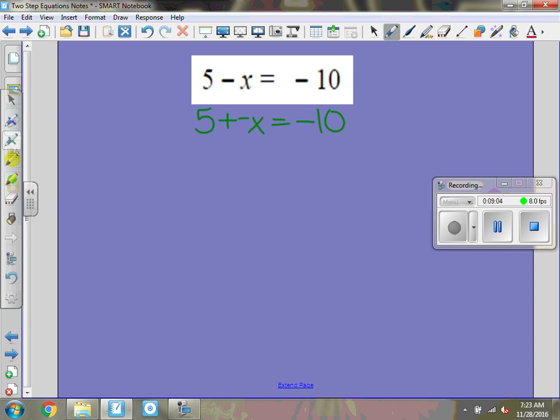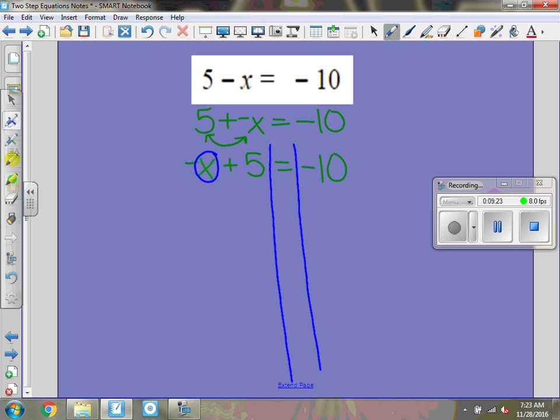And now that it's an addition problem, I can go ahead and rearrange so that I have negative x out front plus 5 equals negative 10. So now that I've rearranged, I'm ready to go ahead and start solving. I'm going to find that variable and circle it, draw my railroad tracks. And first I want to get rid of that addition or subtraction, that normal, regular old friend. So I'm going to get rid of this adding 5. I'm going to do the opposite, so I'm going to subtract 5 from both sides. And that's going to leave me with negative x equals negative 15.